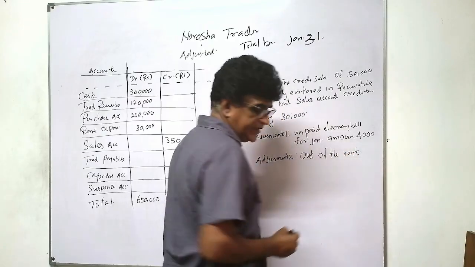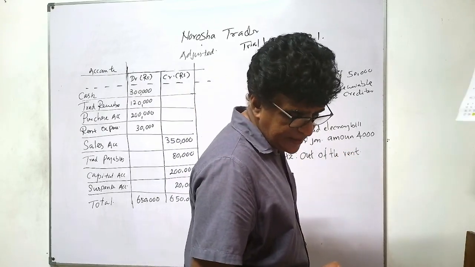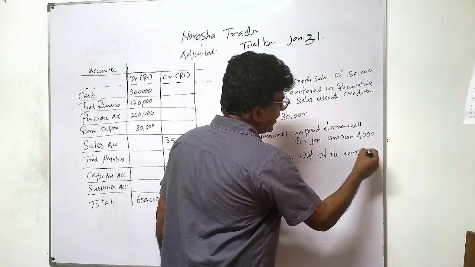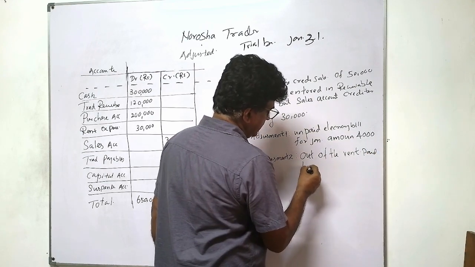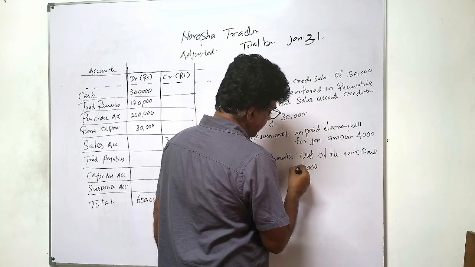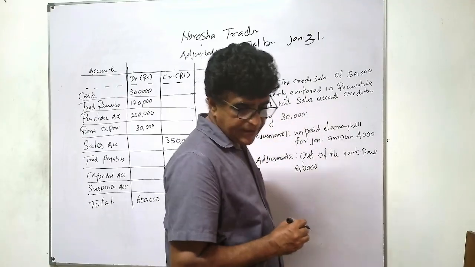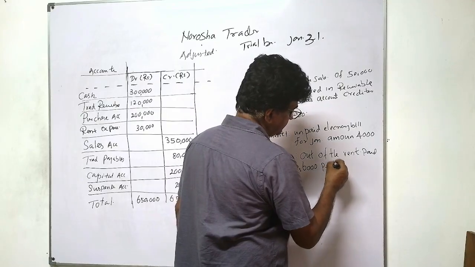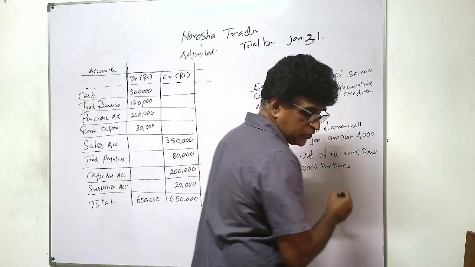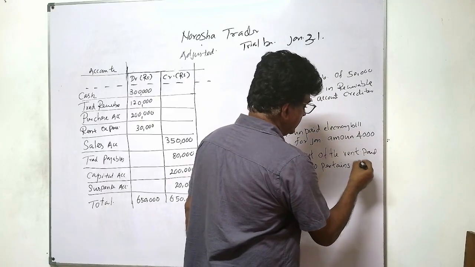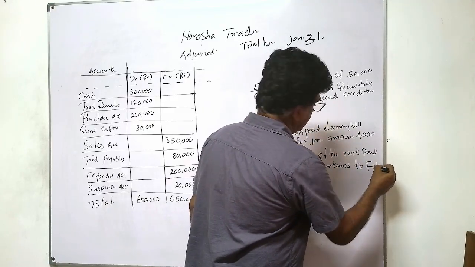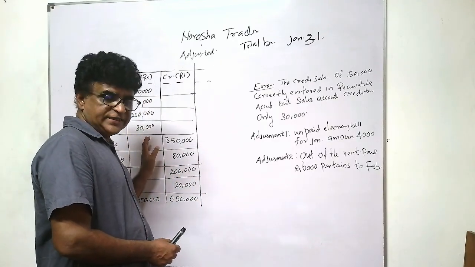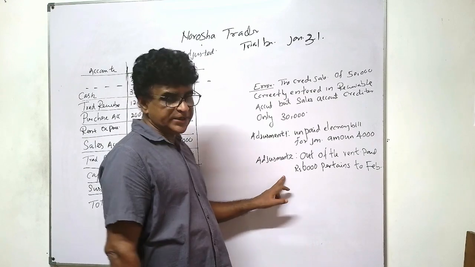Out of the rent, right? Out of the rent, 6,000 pertain out of the rent paid. 6,000 rupees pertains to which month? To February. Pertains to Feb. Right. Now we have to adjust this unadjusted trial balance with these adjustments and error corrections.